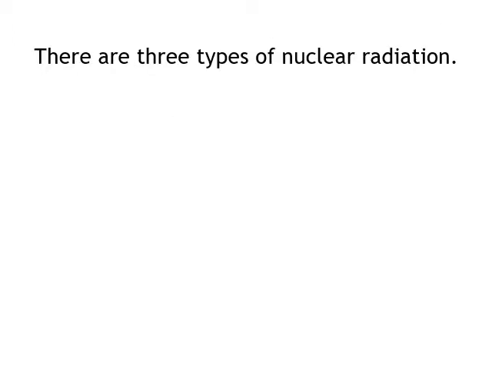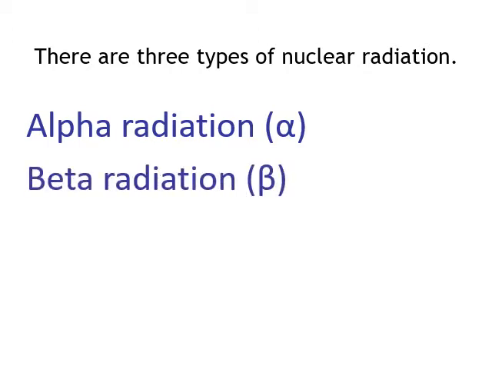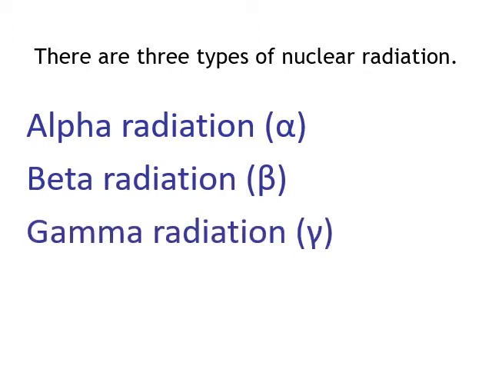There are three different types of nuclear radiation. Alpha radiation, and that's the alpha symbol in the brackets there, the Greek letter. Beta radiation, and that's the Greek letter for beta. And gamma radiation, and that's the letter for gamma, which looks a bit like a Y that's curly.